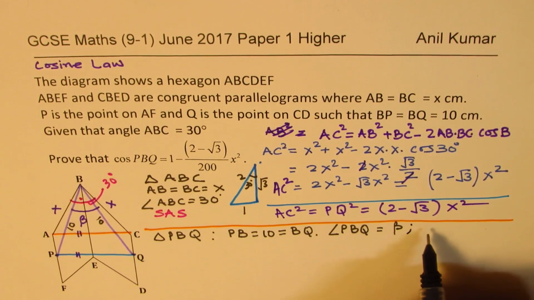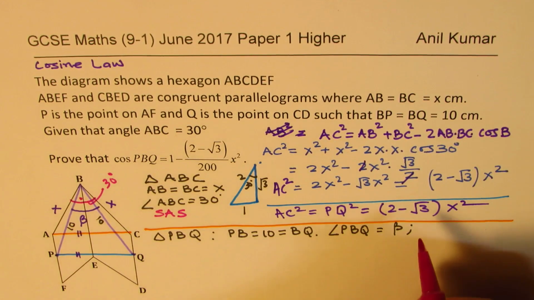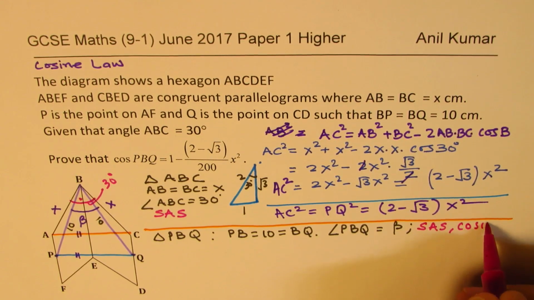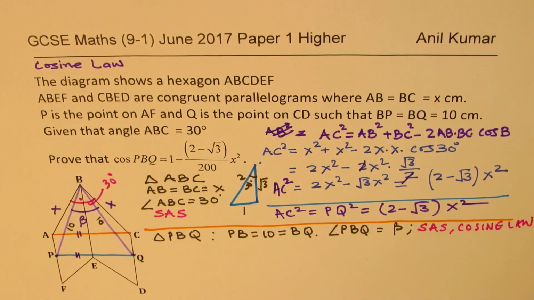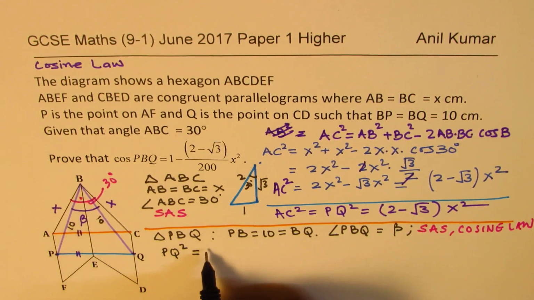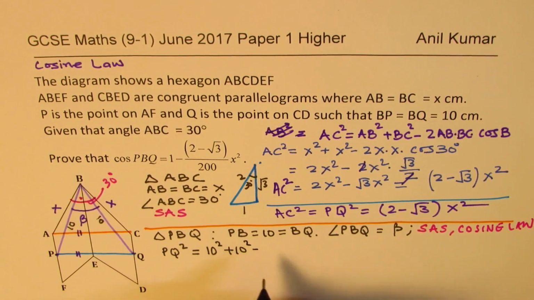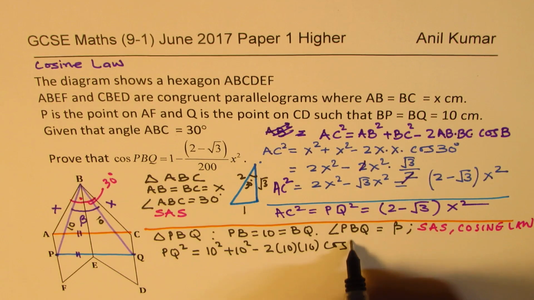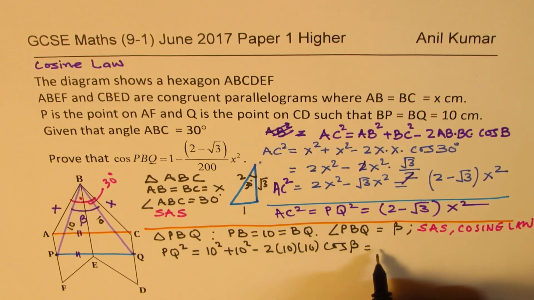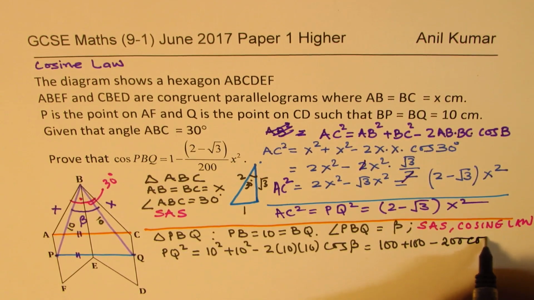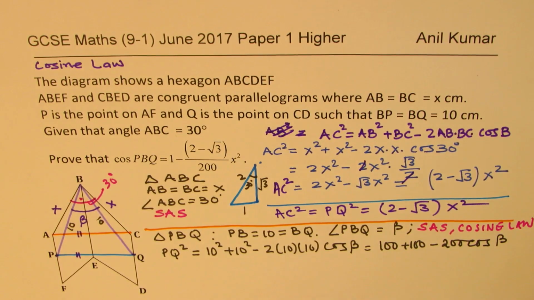So again, this is a case of cosine law, correct? Since it is side angle side, so we'll use cosine law. Does it make sense? Perfect. So we can write what PQ square is. So from here we say PQ square should be equal to what? 10 square plus 10 square minus 2 times 10 times 10 times cos of the angle, which we are calling beta, right? 10 square is 100 plus 100 minus 200 times cos of beta. Okay, so that's what we get.